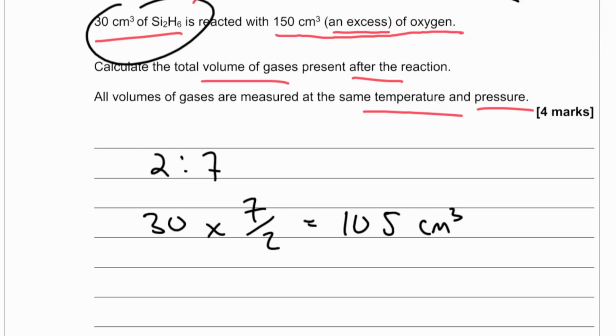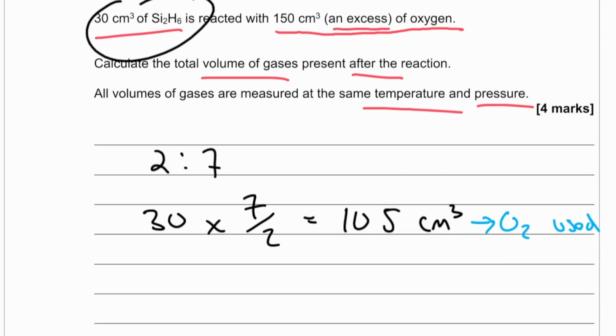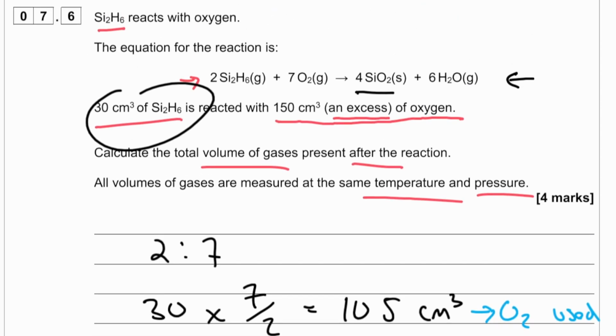Okay, so let's make a note of that. This is important because we want to keep track of all the gases that are being used and produced to work out what's left at the end. Okay, so now we know how to do it for oxygen. We can basically apply that same technique for the product, so the silicon dioxide and also the water. So the water is the one we're interested in because this is the gas. Okay, so we kind of ignore the silicon dioxide, to be honest.